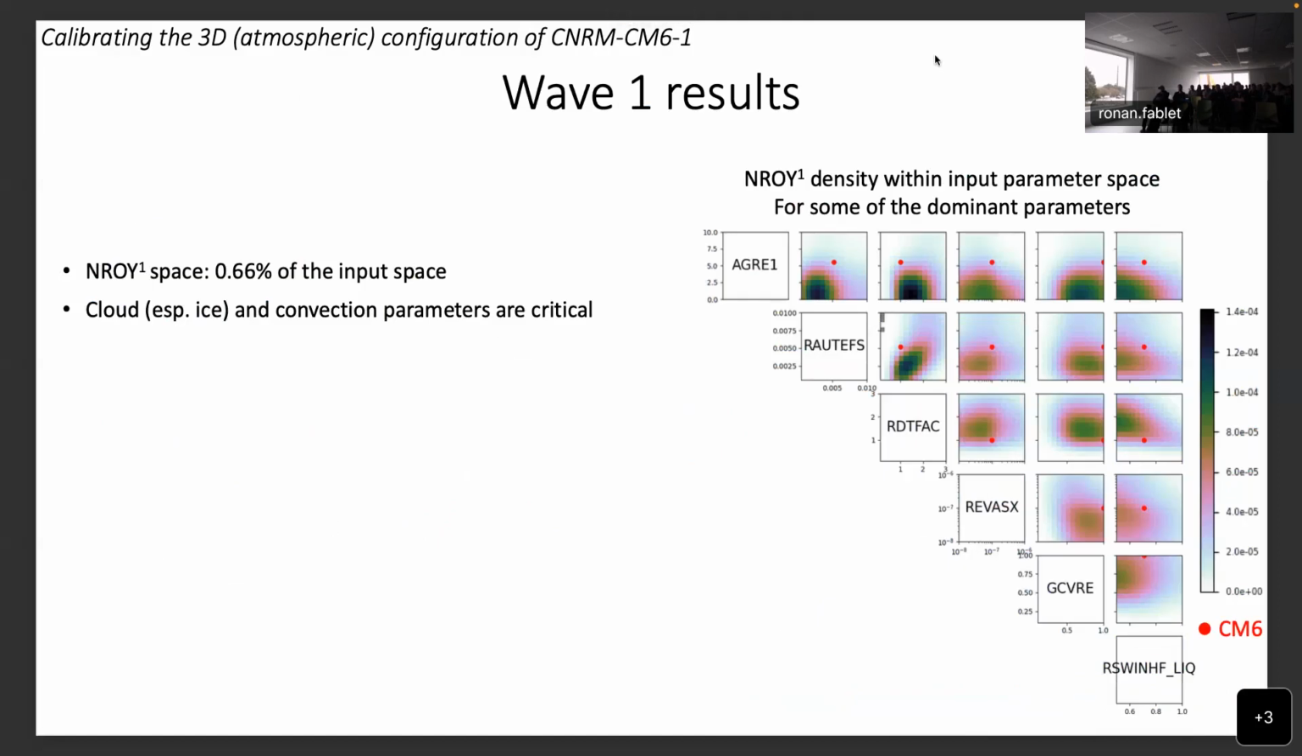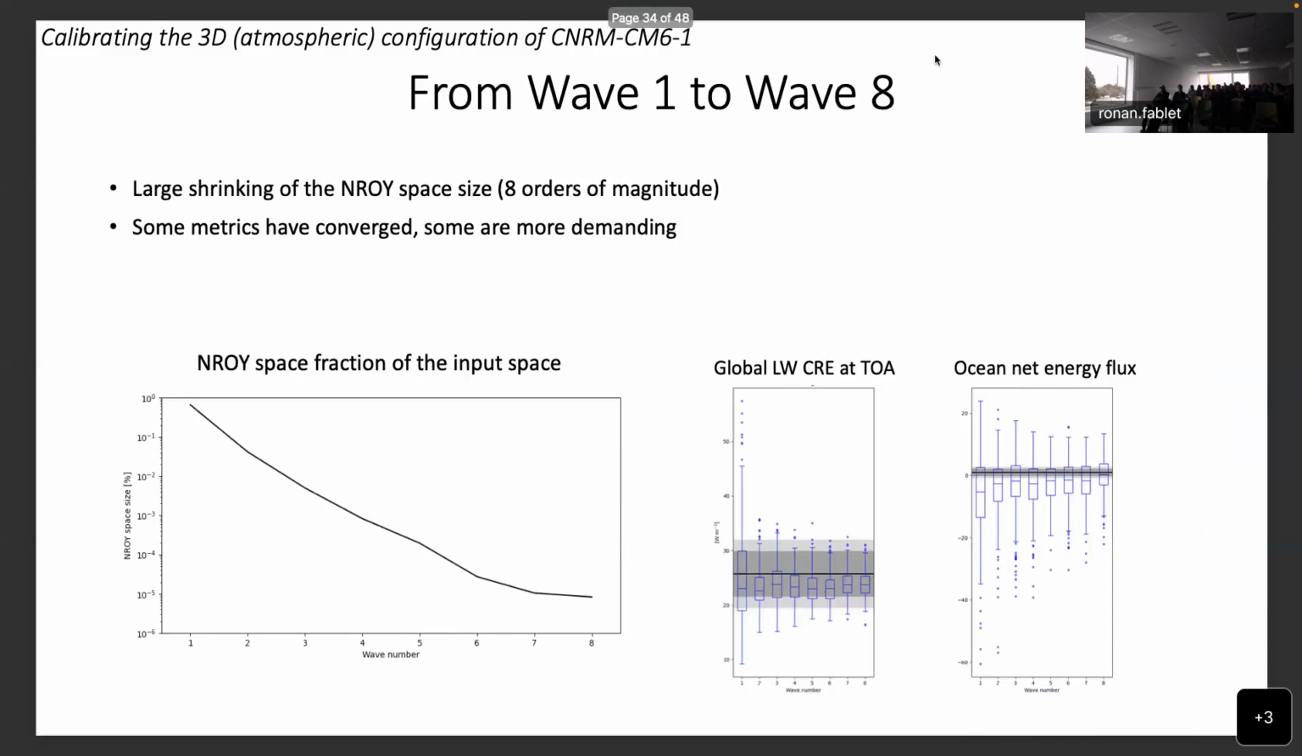So after wave 1, this is for a few of the dominant parameters, what the not-ruled-out-yet space looks like. We have a few parameters that are related to the ice cloud processes and also convection. So this is what we are used to. If we go further, in this case I'm doing only 8 waves because it's computationally expensive. We have a large shrinking of the NROY space, 8 orders of magnitude. So we start to really explore a tiny volume in the full parameter space, which is quite difficult.